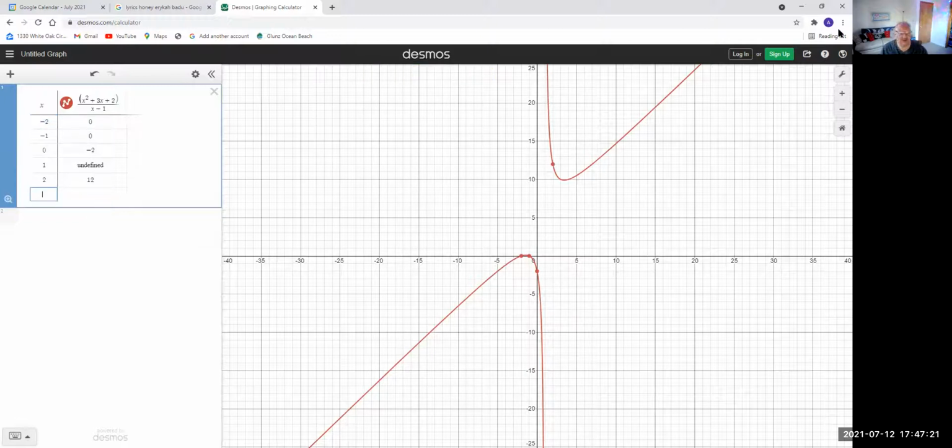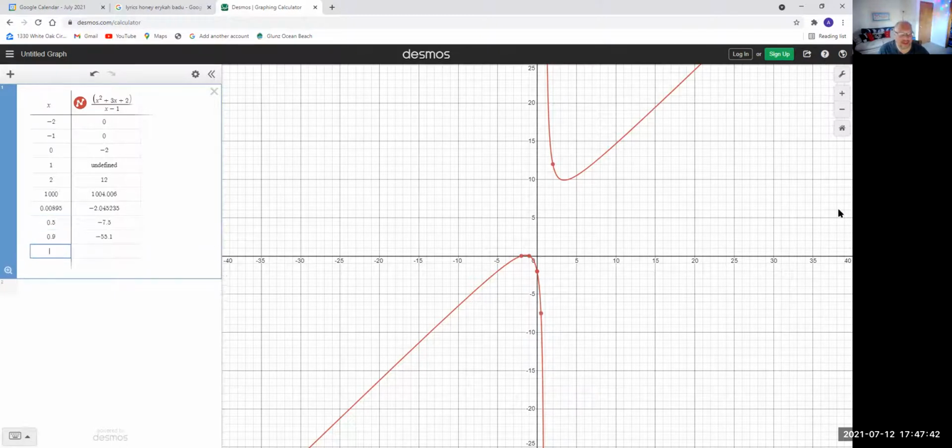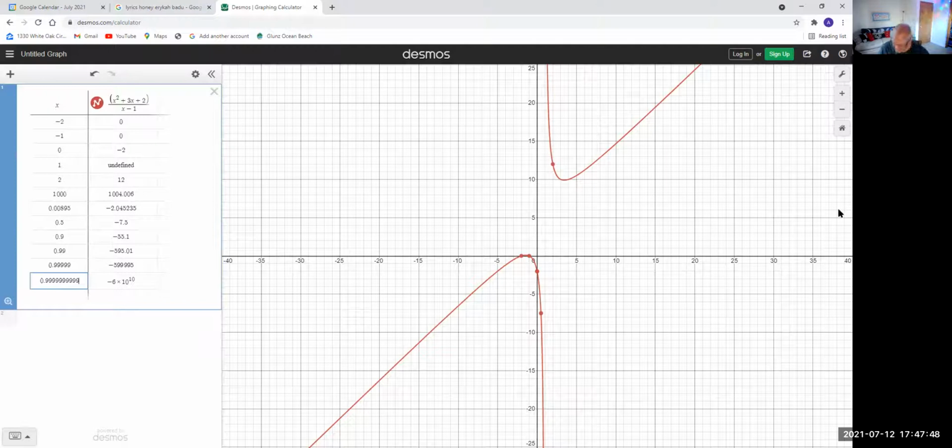What if I wanted to find out when x is 1,000? What's the answer? The answer is right there. It's 1,004. What if it was 0.009895? In other words, I could put any old number I want in there. So if I'm going to try to approach 1, let's do it by putting in numbers that approach 1, like 0.5, 0.9, 0.99, 0.9999, 0.999999. See what's happening?